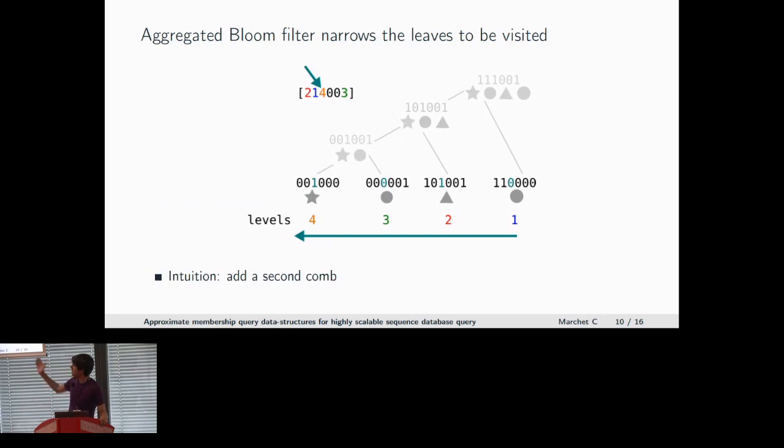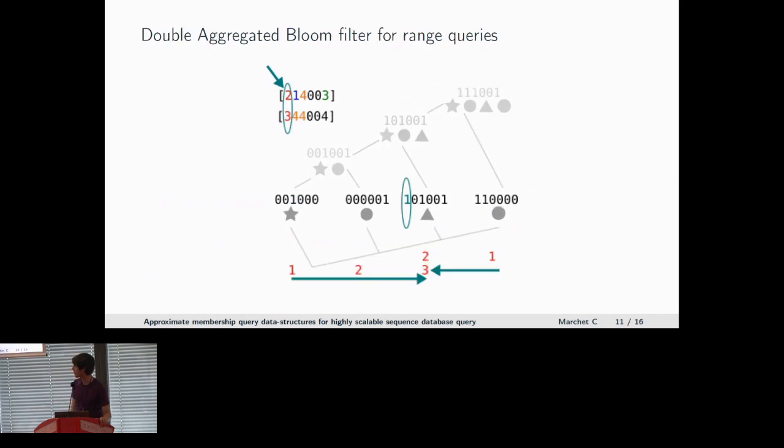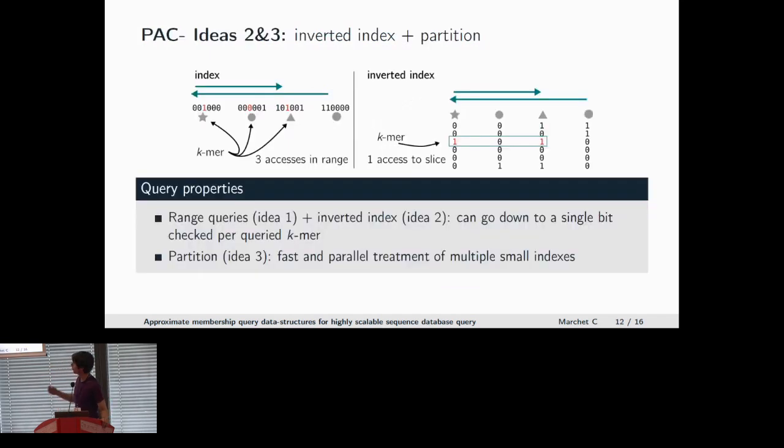But if we are unlucky, let's say the k-mer was in the first dataset, then we still have to check everywhere, right? So to mitigate this worst case, we can build another comb-tree, but using the reverse order. This way we are able to get information on where the k-mer can be this way and this way. And we only need to check the intersection of those two ranges given by the two comb-trees.